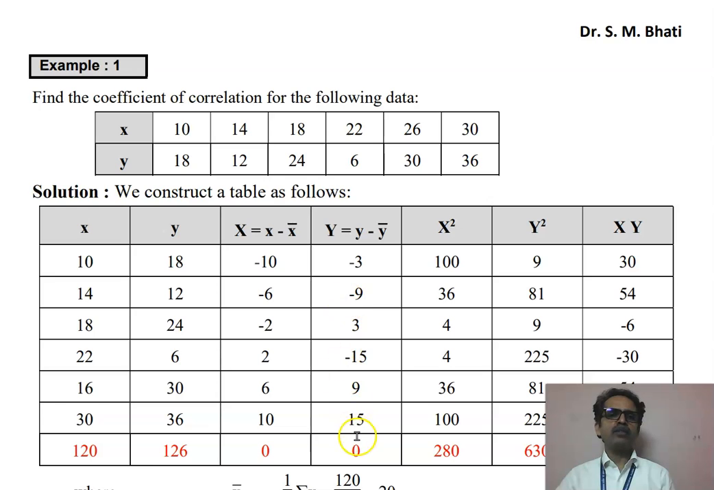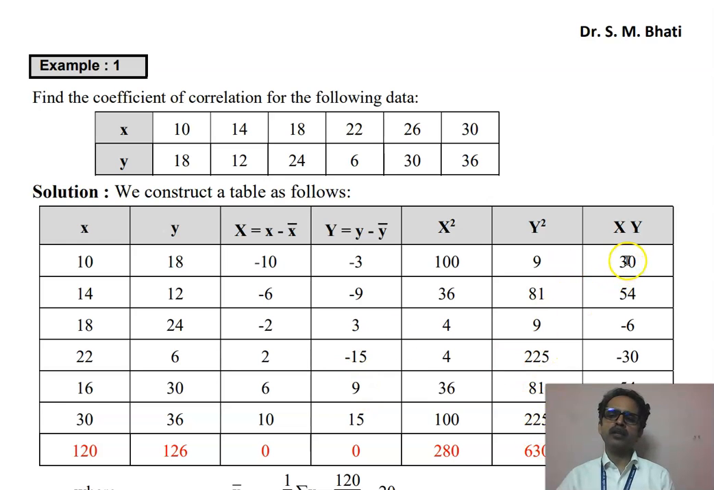Similarly, develop the column for Y squared. The column for capital Y is known, so take the square of each entry. Minus 3 squared is 9, minus 9 squared is 81, 3 squared is 9, minus 15 squared is 225, 9 squared is 81, and so on.